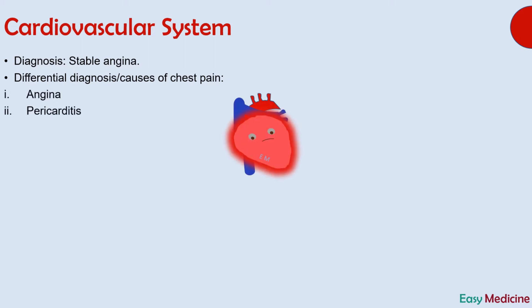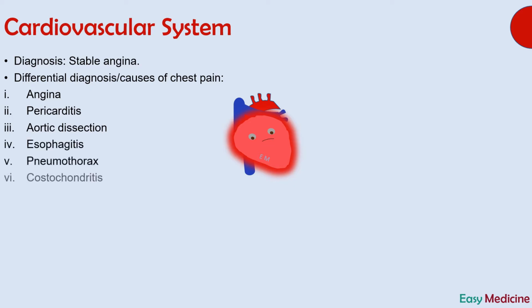One of the questions asked about causes of pain behind the breastbone. So the differential diagnosis or causes of chest pain are angina, pericarditis, aortic dissection, esophagitis, pneumothorax, and costochondritis. The important thing here is to differentiate these causes of chest pain based on their symptoms. So I will try to mention some important points for each of these which can help you differentiate between these causes.